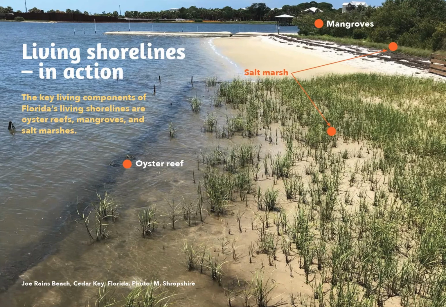So here's a living shoreline in action. This is on Joe Raines Beach. If you go up to Cedar Key, this is a public beach you can visit, and you can see this thing, and it's really amazing. I wanted to put this slide on here because it has all the components of a living shoreline. The key living components of Florida's living shorelines are oyster reefs, mangroves, and salt marshes. And you can see all of those in this particular slide.